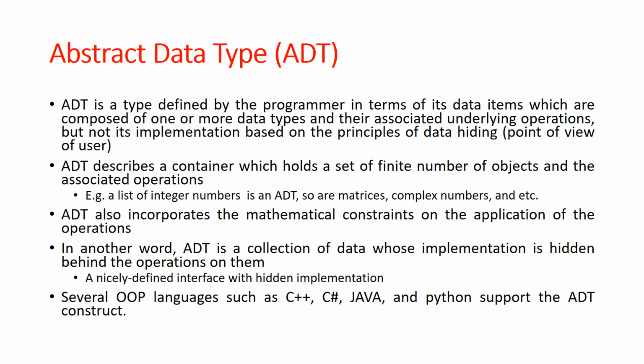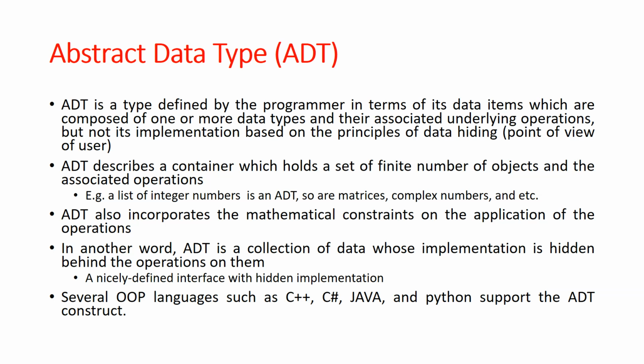For example, a list of integer numbers is an ADT. You can represent that list using an array or using a linked list. When we talk about ADT, we don't care how this is implemented. This is hidden from us. You will see that there's another concept that takes care of implementation. So ADT only cares about representation.